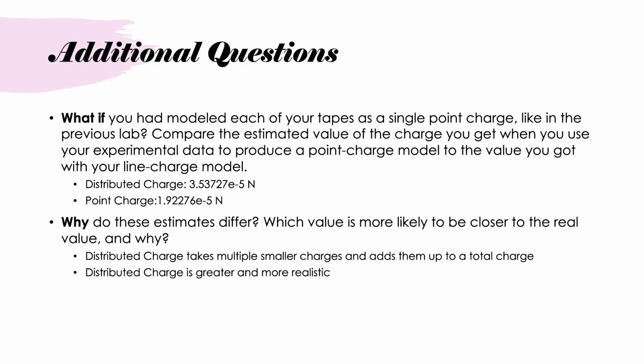So why do these estimates differ? Which value is more likely to be closer to the real value, and why? We explained that they differ in that the distributed charge is almost double the point charge. The distributed charge model takes multiple smaller charges and adds them up to a total charge, which also explains why it may be greater than the point charge.